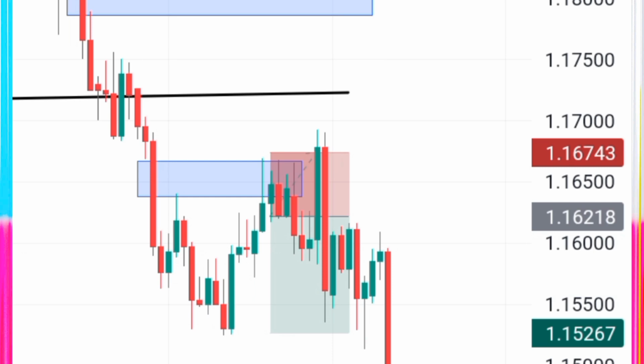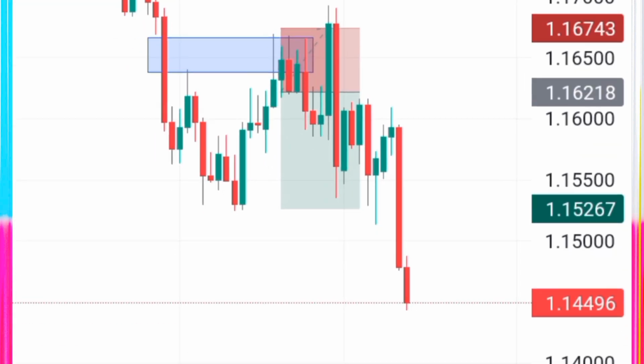You'll see that this one, the fair value gap was retested there, but our stop loss was taken out actually. That means it's better you use a somewhat wider stop loss.